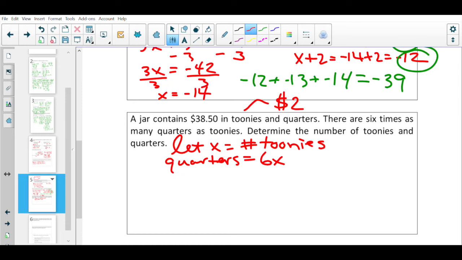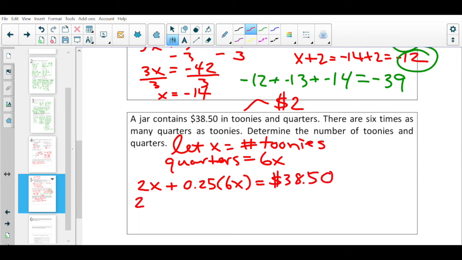Okay? And so what is the value of a toonie? It's $2 times the number of toonies. Remember, this is a money problem, so we have to do the value of each coin. So 2 times x. What's the value of a quarter? It's 0.25. And how many are there? There are 6x of them. And what's the total dollar value? It's $38.50.